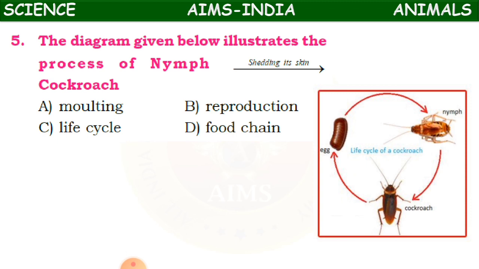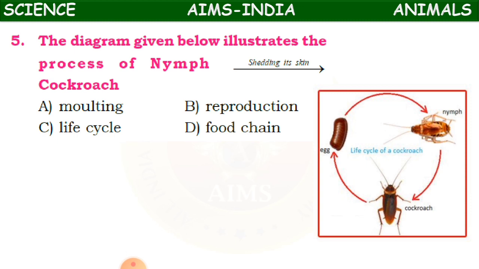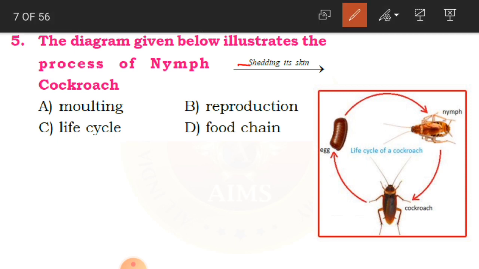Fifth question here. The diagram given below illustrates the process of a nymph shedding its skin. This is known as what? Whether it is known as molting, reproduction, life cycle or food chain. If you see here children, this is the adult cockroach, then from this the nymph, that is the baby cockroach, comes.